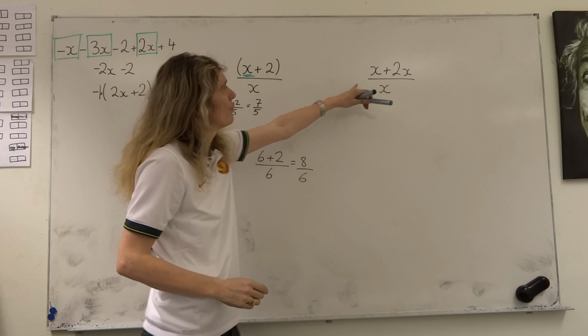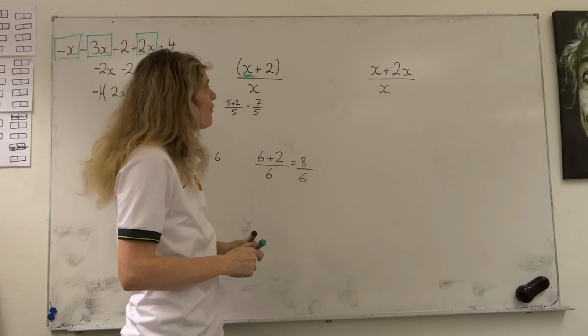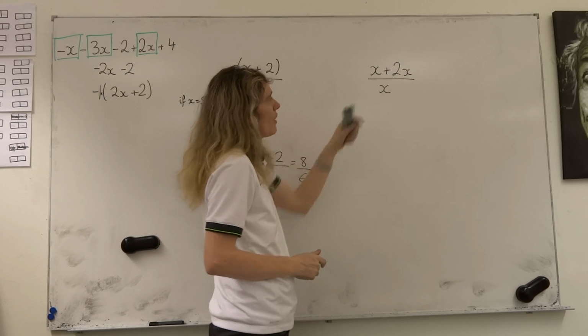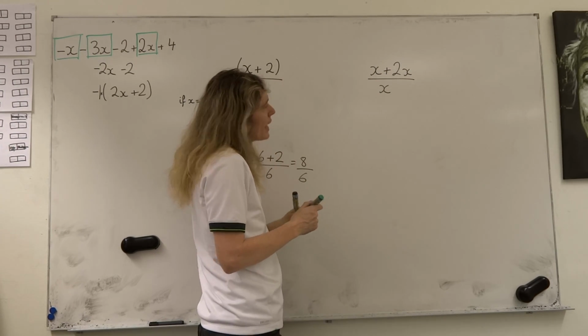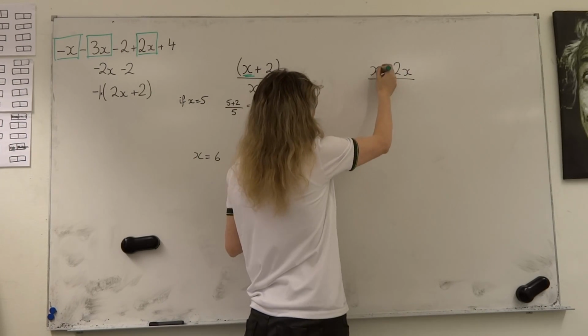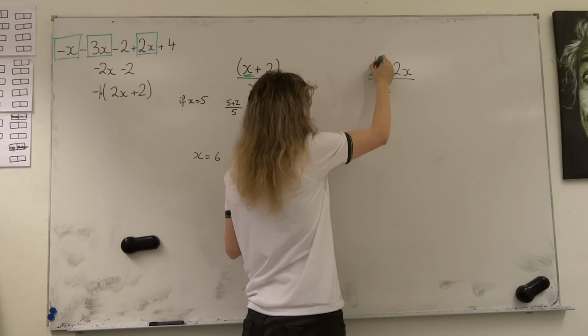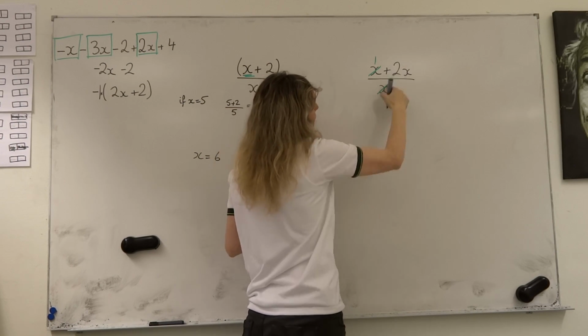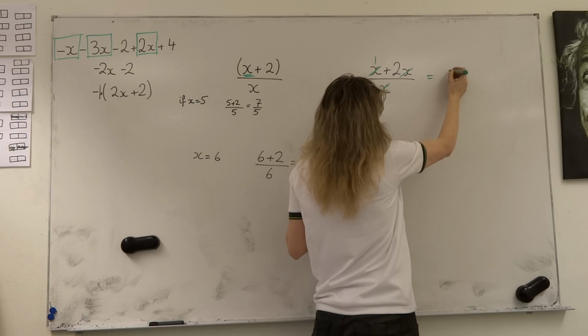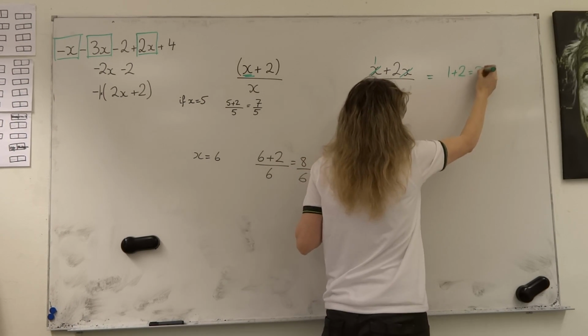If we were to have a look over here then, could we simplify here? Because we have x plus 2x divided by x. Well, yes, we could actually. Here we have an x in every term. So we could say x divided by x is 1, and 2x divided by x is 2. So we could simplify this one to get 1 plus 2, which is 3.